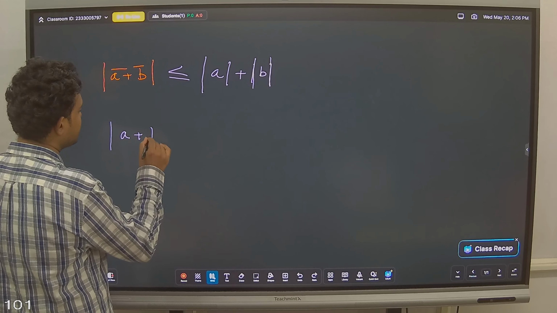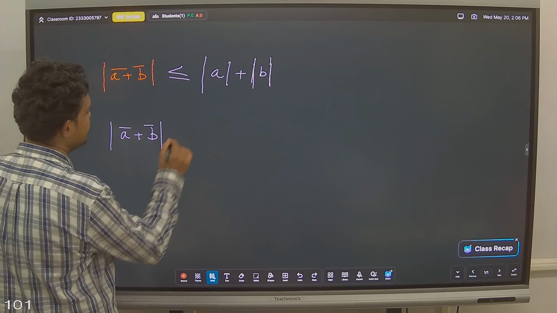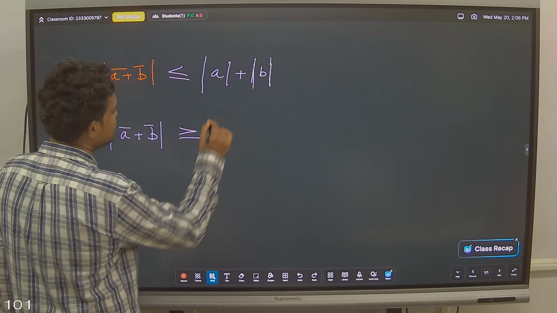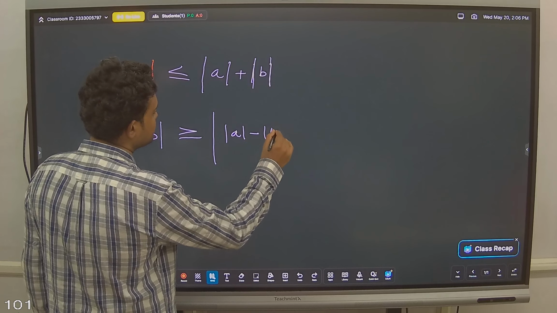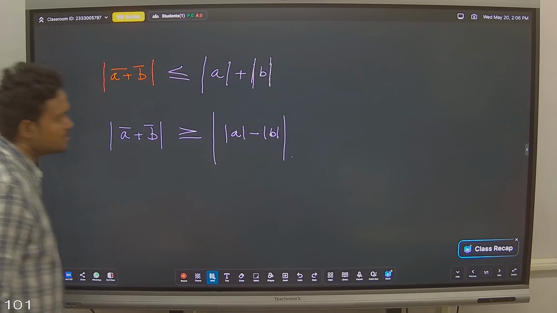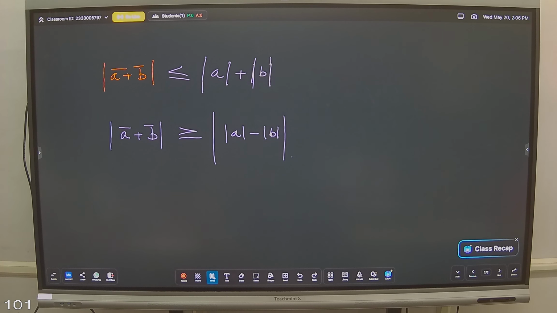Mod of A plus B has to be greater than or equal to mod of mod A minus mod B, right? Where did these inequalities come from?